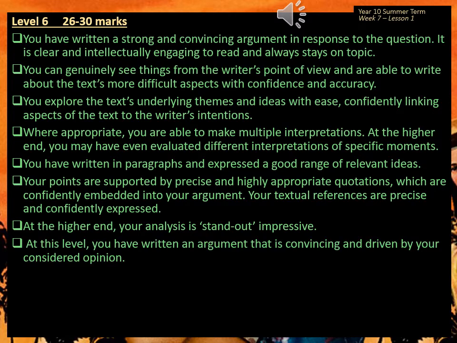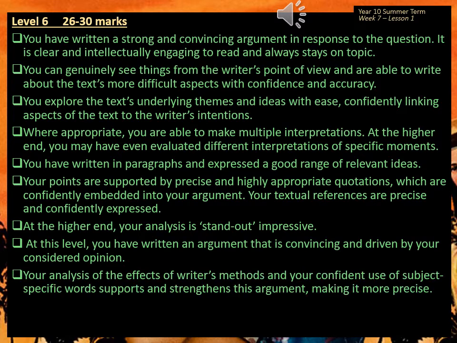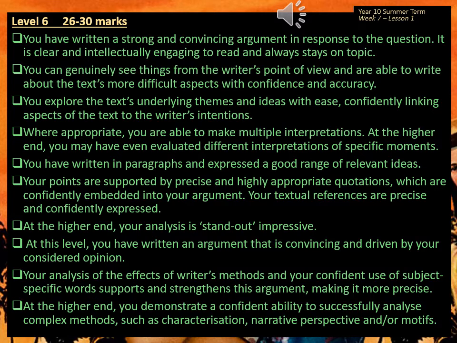At this level, you have written an argument that is convincing and driven by your considered opinion. Your analysis of the effects of writers' methods and your confident use of subject-specific words supports and strengthens this argument, making it more precise. At the higher end, you demonstrate a confident ability to successfully analyse complex methods, such as characterisation, narrative perspective, and/or motifs. So that's the sort of things you need to be doing to aim for those very, very top marks.